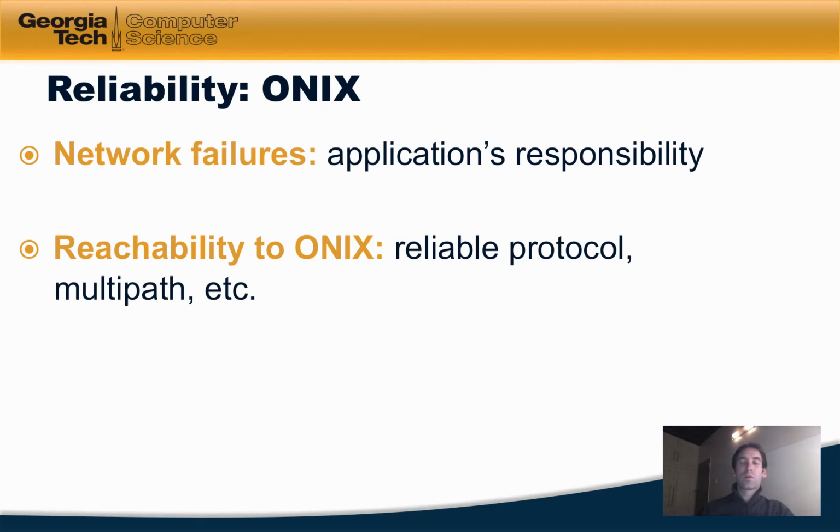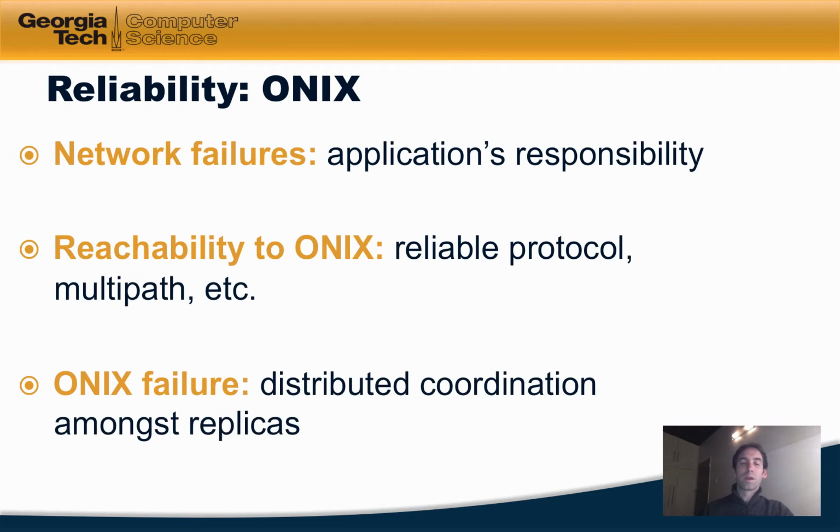Now, if a network failure affects reachability to ONIX, the design suggests that the use of a reliable protocol or multipath routing or so forth could help ensure that the ONIX controller remains reachable even in the case of a network failure. Now, if ONIX itself fails, the solution is to take a similar approach, which is to apply replication and then use a distributed coordination protocol amongst those replicas.